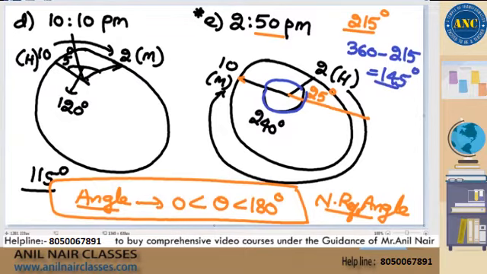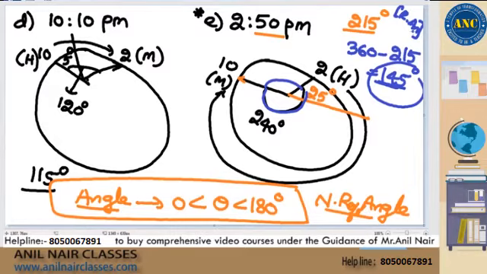Again I am repeating this point. If the question is to find the angle between the two hands of a clock, it will be a non-reflex angle, Shruti. Right? If it is mentioned in the question that it is a reflex angle, do 360 minus theta. So the answer for this question is 145 degrees. If it is a reflex angle, the answer will be 215 degrees.